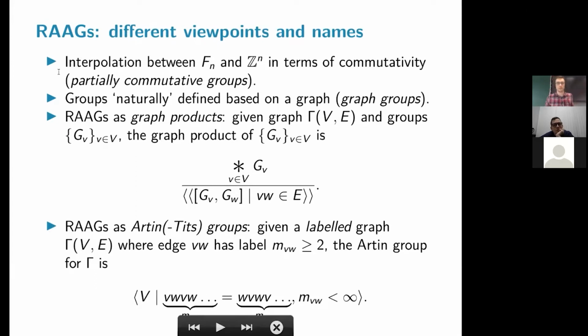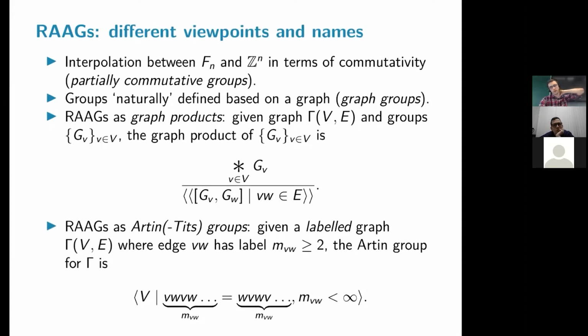And this name comes from the fact that, as we saw before, in some sense, right-angled Artin groups interpolate between the free group and the free abelian group in terms of commutativity. The free group, nothing commutes, and free abelian group, everything commutes. And right-angled Artin groups are somewhere in the middle. Some things commute, some things don't, hence the name partially commutative groups.